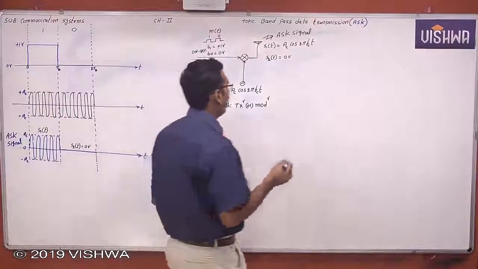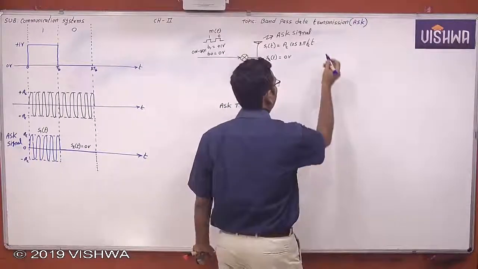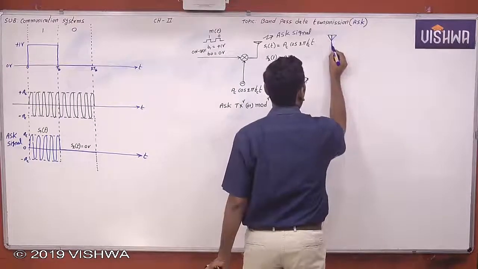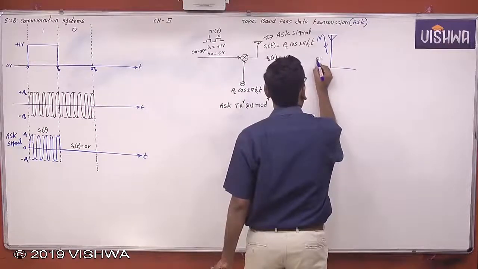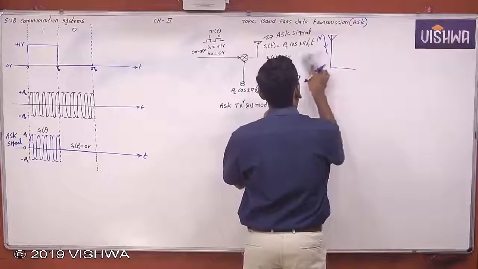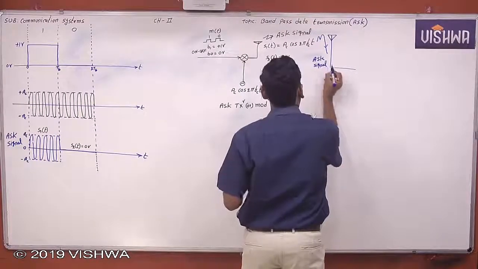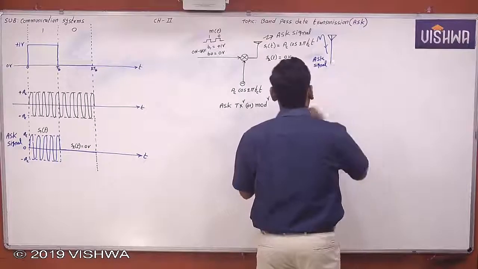Now see here. The output of the transmitter is a modulated signal, and the input to the receiver is also a modulated signal. The input to the receiver is nothing but an ASK signal, right? Whether it is S1 of t or S2 of t.